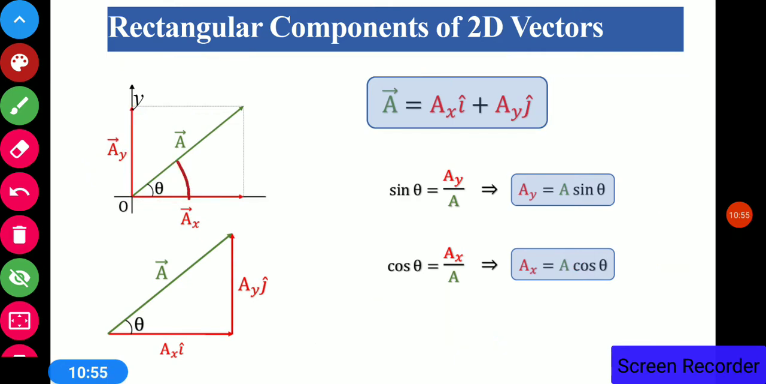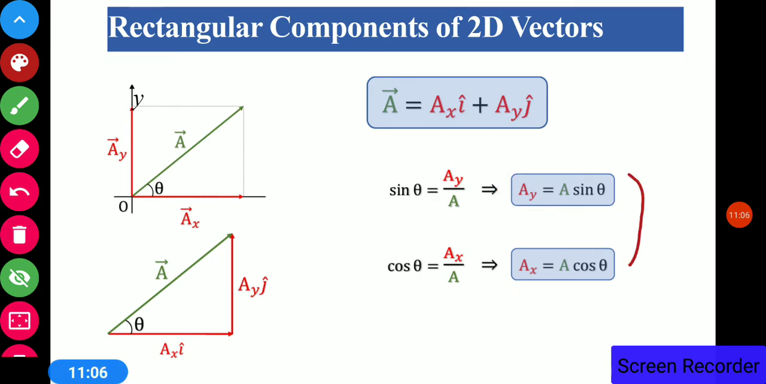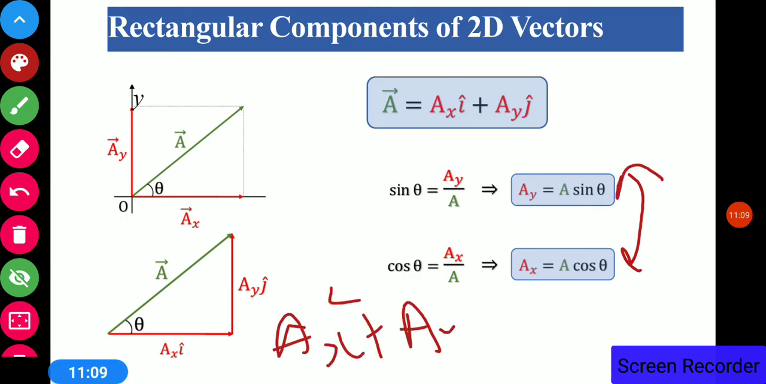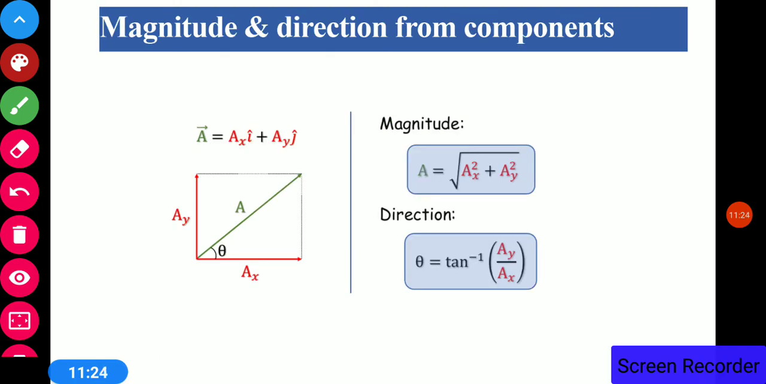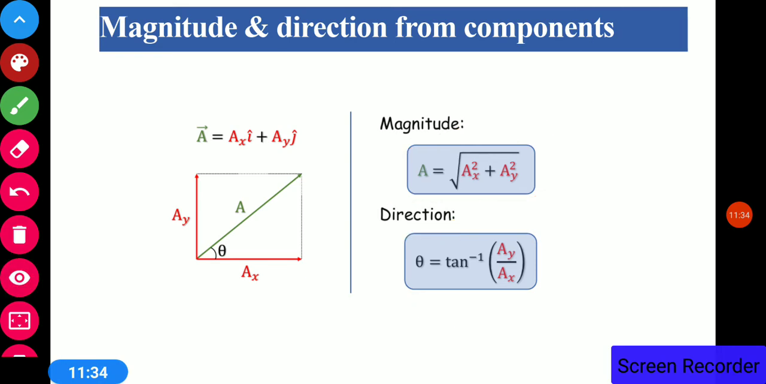Also, if theta is the angle between the vector and the x-axis, then Ay is equal to A sin theta and Ax is equal to A cos theta. Now if you square and add these two terms, what will you get? Ax squared plus Ay squared is equal to A squared, because sin squared theta plus cos squared theta is 1. So you can say that A is equal to under root Ax squared plus Ay squared. And from this, the direction can also be written as theta is equal to tan inverse Ay upon Ax.